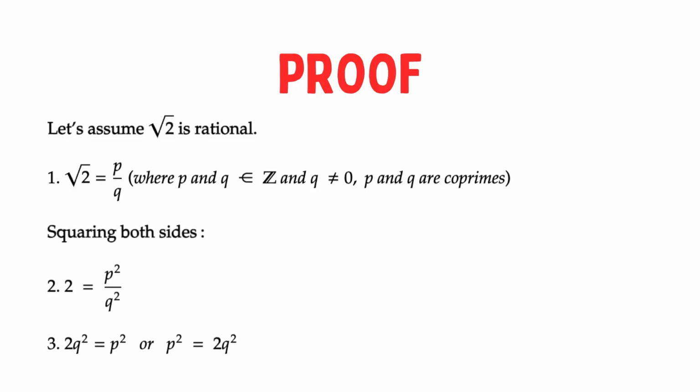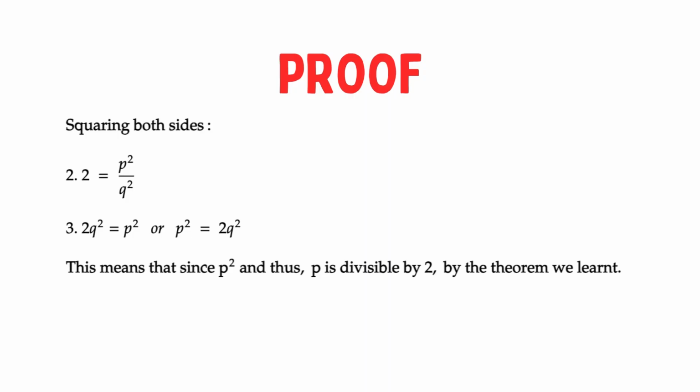Since we can manipulate this as much as we want, let's now square both sides. So this means that 2, which is the square of root 2, is equal to p squared over q squared. This also means that 2q squared, if we bring the q squared up to 2, is equal to p squared, or p squared is equal to 2q squared. Now this means that p squared, and thus p, is divisible by 2 by the theorem we learnt.